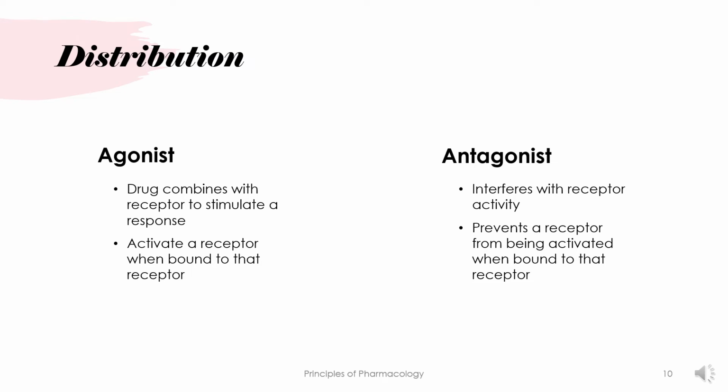So what are antagonists? Obviously they would be the opposite. An antagonist drug interferes with receptor activity, or it inhibits the action of an agonist when bound to the receptor. Antagonist drugs do not activate the receptor when they are bound to it. Although antagonist drugs do not initiate a response, they prevent activation of the receptor. Examples would be antihistamines and Narcan.